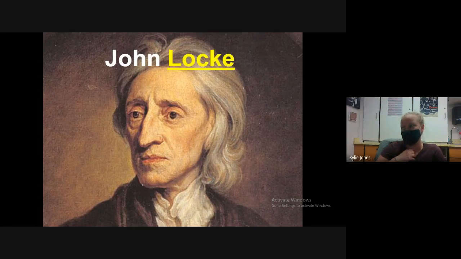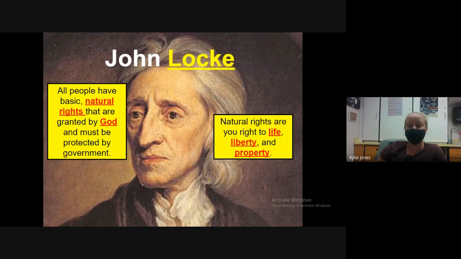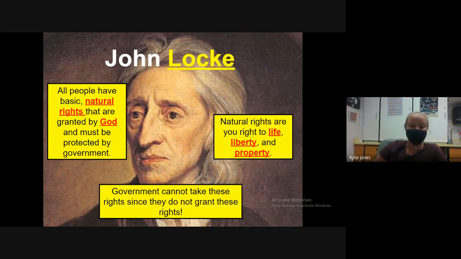John Locke. This guy created a lot of things. John Locke, he believed, guys, we're almost done. All people have basic natural rights that are granted by God and must be protected by the government. Okay? Natural rights are your right to life, liberty, and property. And government cannot take these rights away from you since God grants you these rights and not the government themselves. So he believes that everybody, no matter what, has the right to life, so be able to be alive, liberty, which is your rights as a citizen, and property, so owning property.